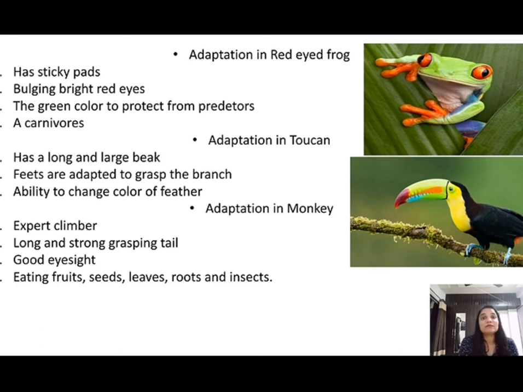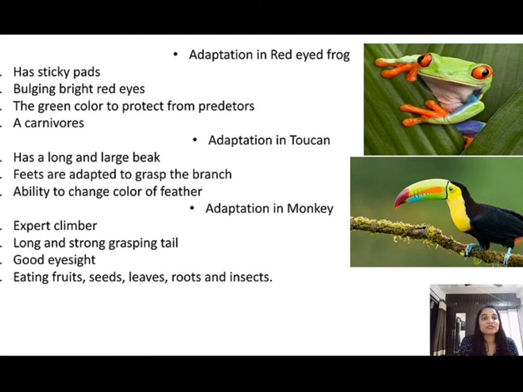Second is the bulging eyes, bright red eyes, as you can see, like a ball. Just as we attach a ball to a surface, the eyes are like that, and it can open them suddenly. When it opens them suddenly, the predators are afraid, and with the help of these eyes it can protect itself from the predator, and it has 360-degree vision. Next, they are carnivores and green in color, so they mix with the background and are protected from predators.